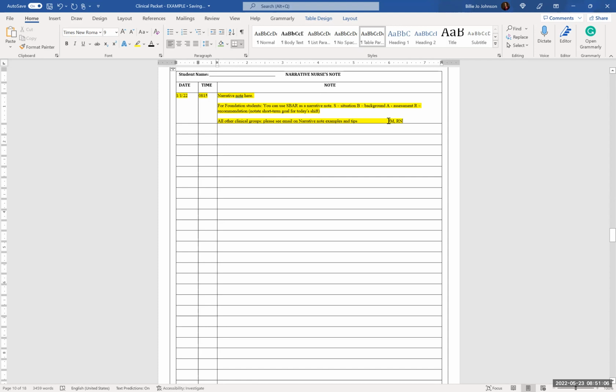Make sure you sign it. Put your initials, and for right now, while you're in school, you can put SN for student nurse. Once you graduate past the board, you make sure you put RN everywhere. But for right now, for the purpose of these packets, make sure you put your initials and then SN.